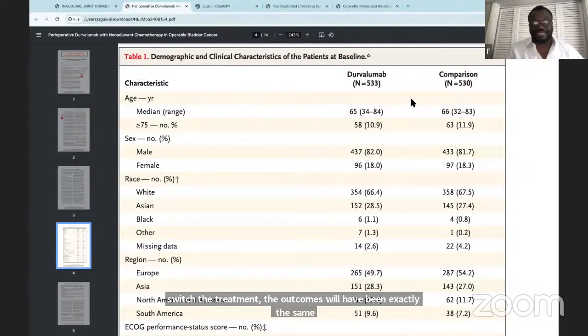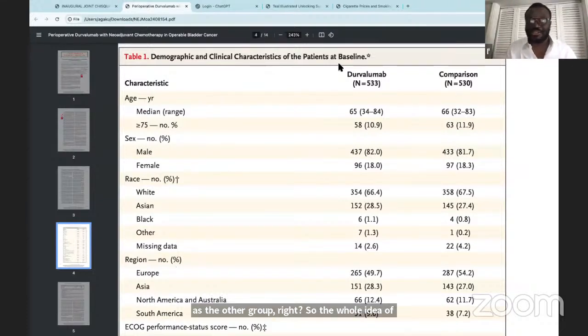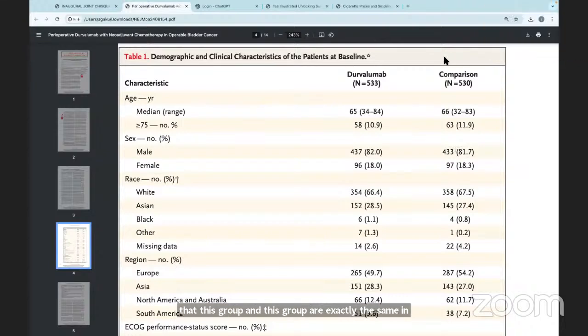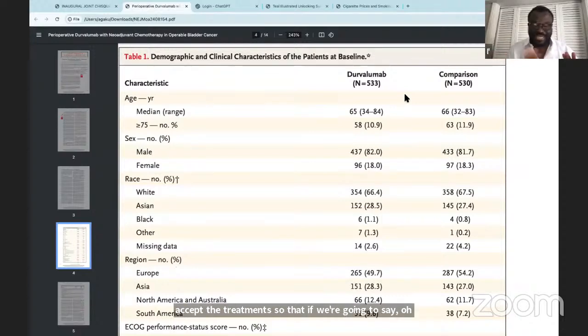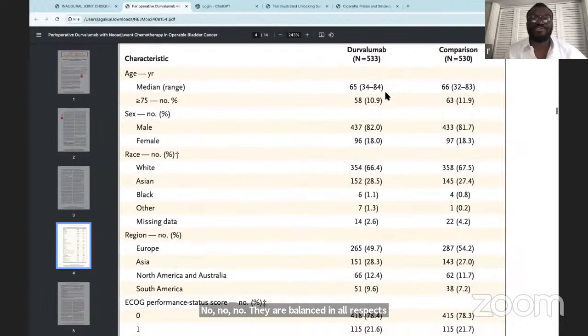So the whole idea of randomization is to ensure that the two groups are exchangeable, that this group and this group are exactly the same in all respects, except what? Except intervention. Exactly. So that's the premise. That is what we're trying to achieve, that these two groups are exactly the same in every other single way, except the treatment. So that if we say these groups differed, the only explanation is the treatment. We don't want alternative explanations like, oh, that other group had more men in them. No. They are balanced in all respects except the treatment. So that is essentially what we're trying to achieve.